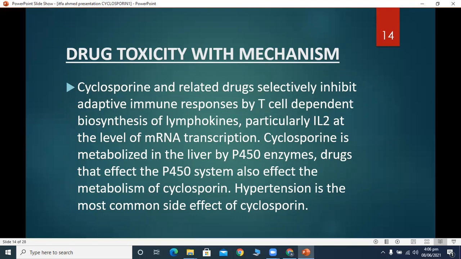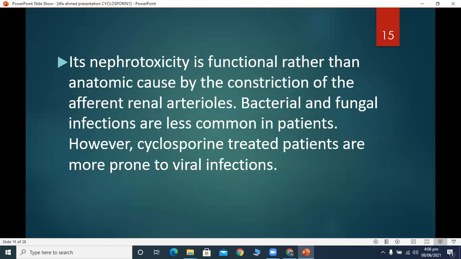Hypertension is the most common side effect of cyclosporine. Its nephrotoxicity is functional rather than anatomic, caused by the constriction of the afferent renal arterioles. Bacterial and fungal infections are less common in patients. However, cyclosporin-treated patients are more prone to viral infections.